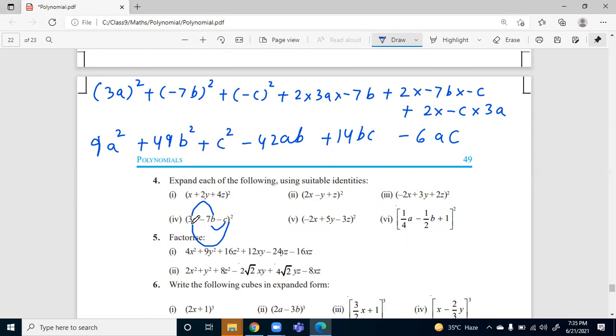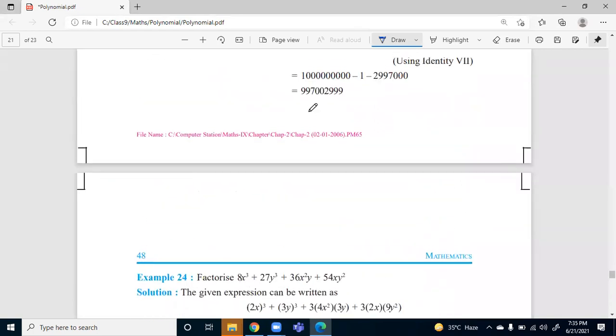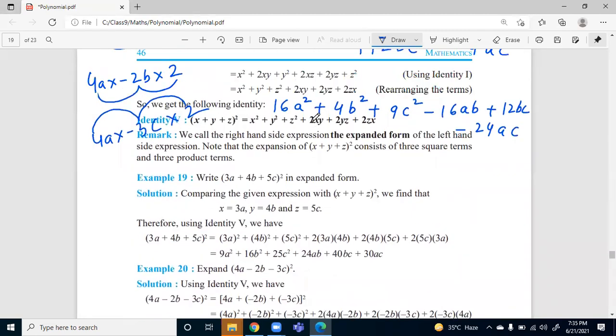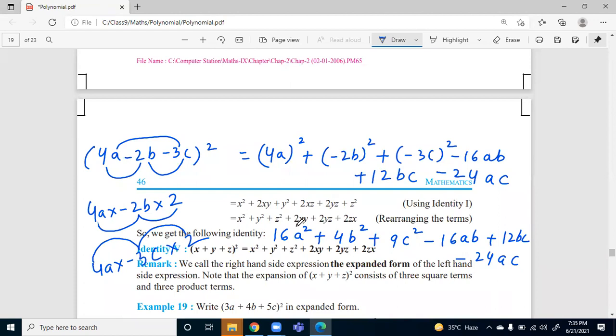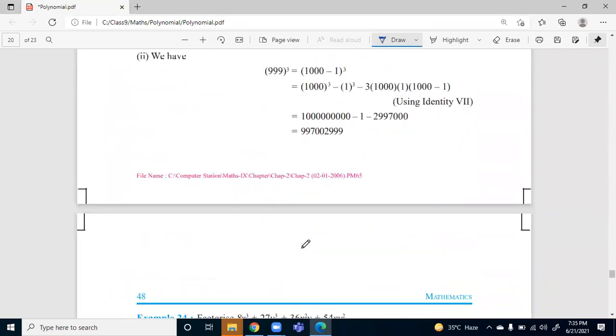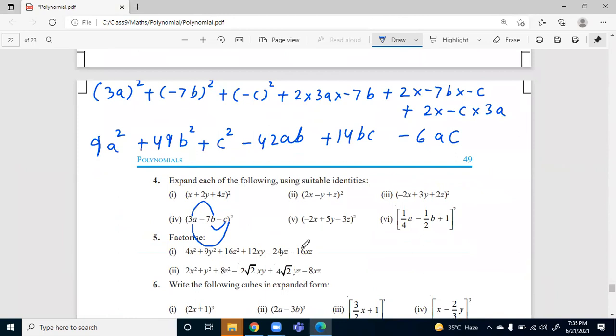Ma'am, why did we write 2? Yes, because 2 is in the formula. I'm just showing you the identity. Divyansh, see, this is identity number 5. Can you see the 2 is written? Yes. X square plus y square plus z square. We have to multiply x and y with 2, y and z with 2, z and x with 2. Each and every two terms will be multiplied with 2 also. Yes, ma'am. Okay.